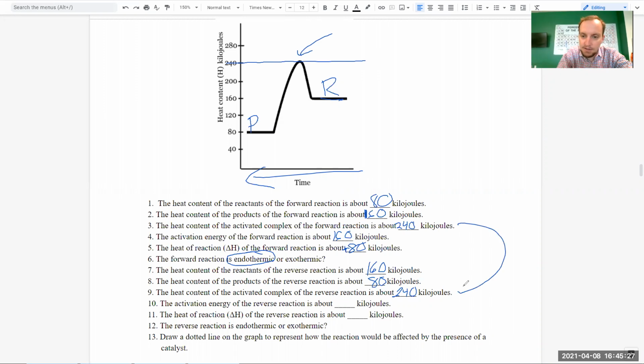It's not surprising that these two have not changed because it doesn't matter if you're going left to right or right to left, the peak is the peak and the peak does not change. So the activated complex will still be the same number.